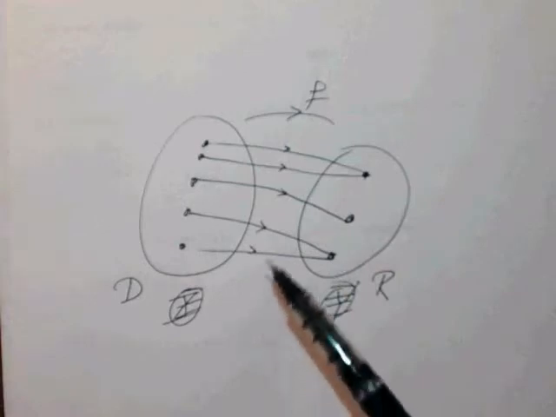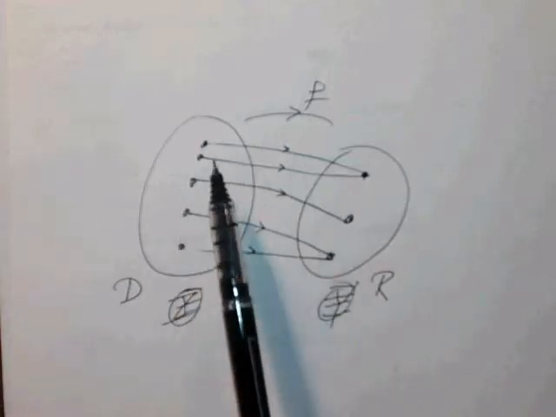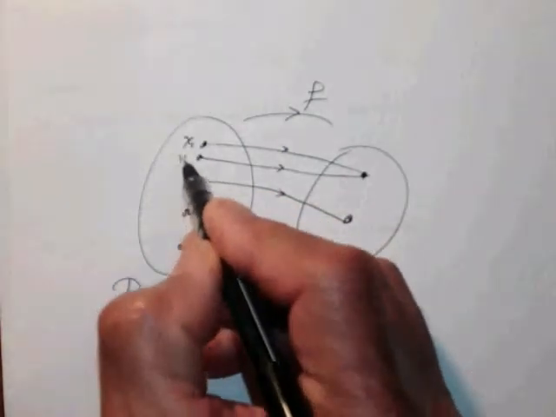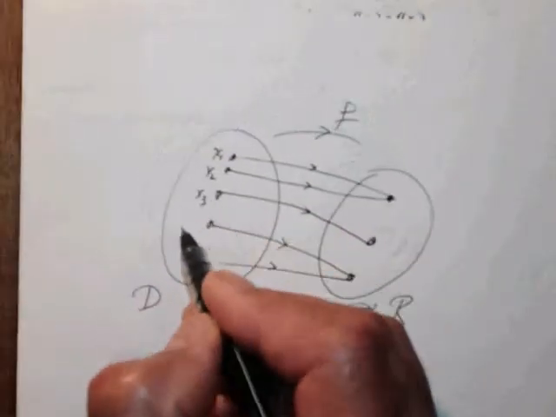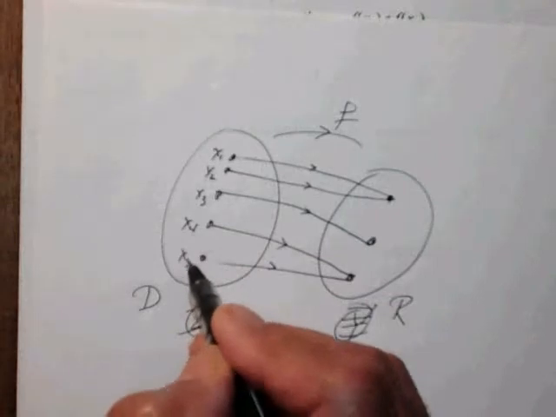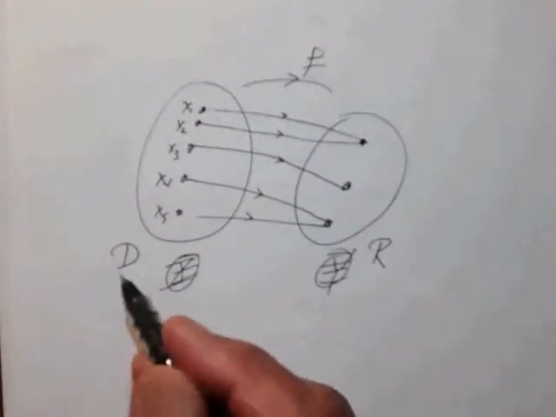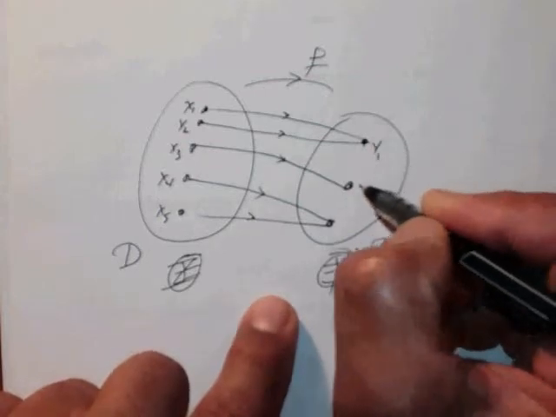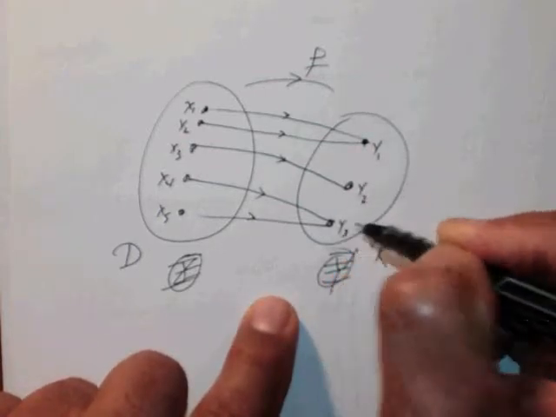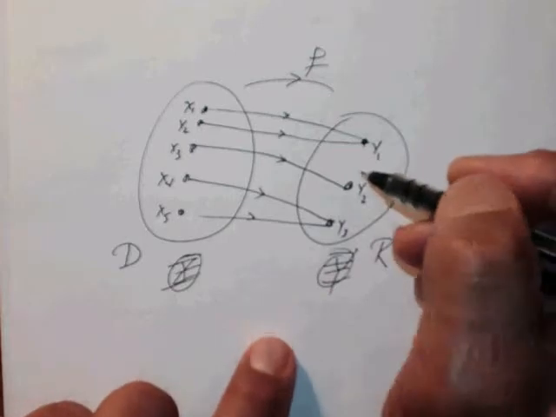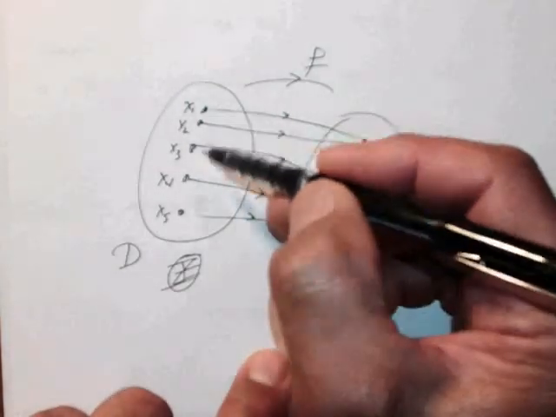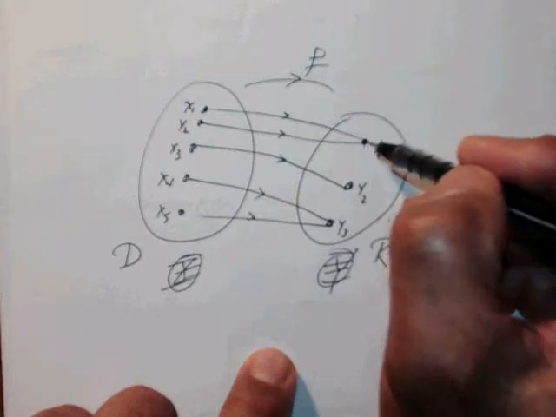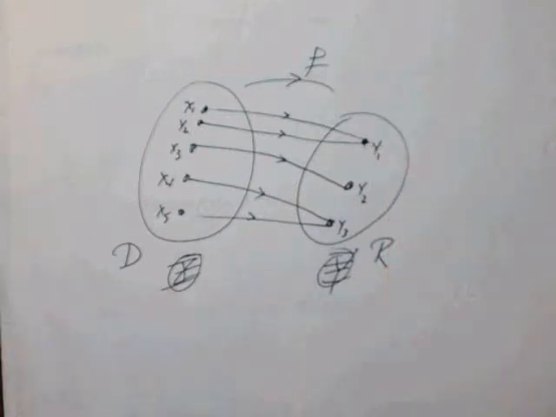It's a rule that assigns to each element x, this is x1, x2, x3, x4, x5, in a domain, an element, let's say y1, y2, y3 in the range. Each element in the domain has a unique element assigned to it in the range. So that's the definition of a function.